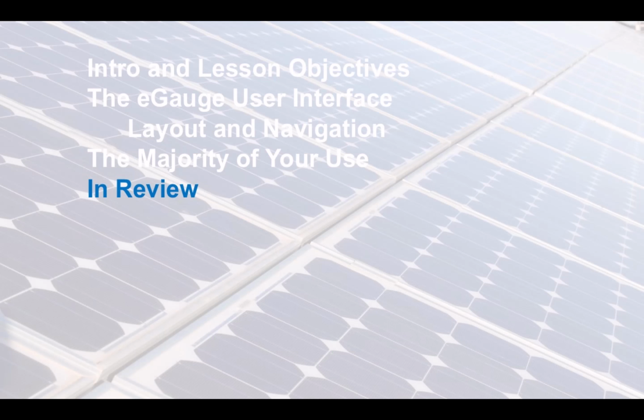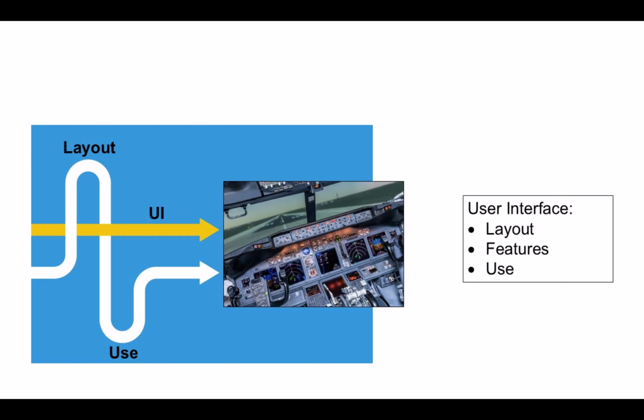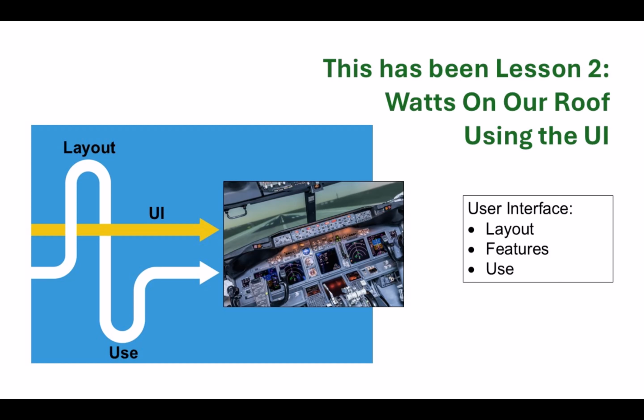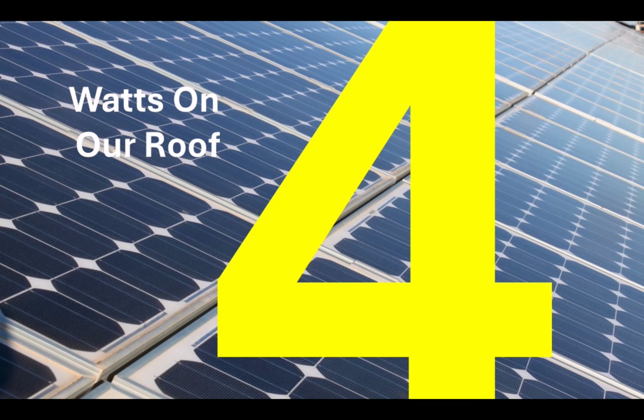In review, the user interface, its layout, its features, and how to use it. This has been Lesson 3, What's on Our Roof, Using the UI. Now, perform your lesson-specific exercises, then move on to What's on Our Roof, Lesson 4.